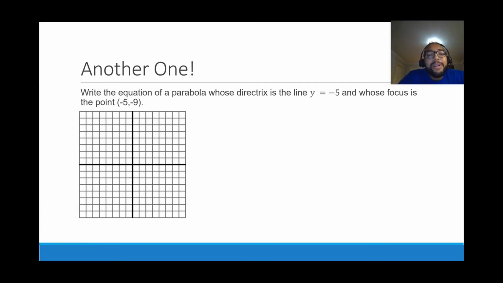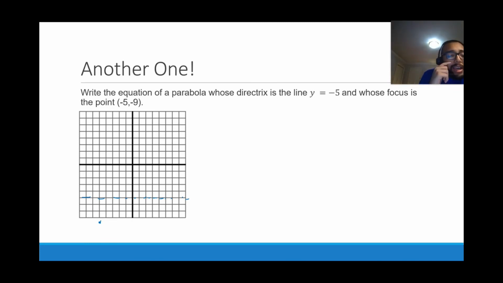Write the equation of the parabola. Directrix is y equals -5. So 1, 2, 3, 4, 5. And the focus is at -5, -9. I don't know if I put enough space here. 1, 2, 3, 4, 5, 6, 7, 8. Yikes, I didn't, but that's fine. 1, 2, 3, 4, 5. That should be at the point -5, -9. This won't be perfect. I apologize, but we'll get there.